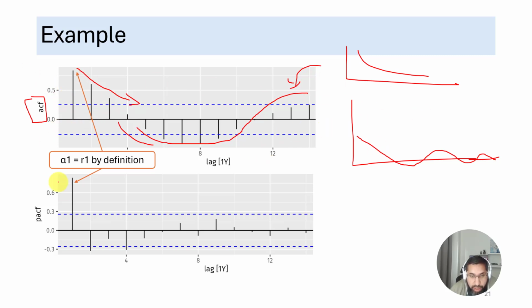Now for the same time series, let's calculate the partial autocorrelation function. At lag 1, they're both going to be equal. Alpha 1 equals R1 by definition, because there's nothing to control for at lag 1. You have to control the intervening lags, but there's no intervening lag. Lag 0 is not an autocorrelation, that's just Y with Y. Lag 1 is the first autocorrelation. There's nothing between Y1 and any lag below Y1. Y1 is the smallest lag possible. So alpha 1 and R1 are the same.